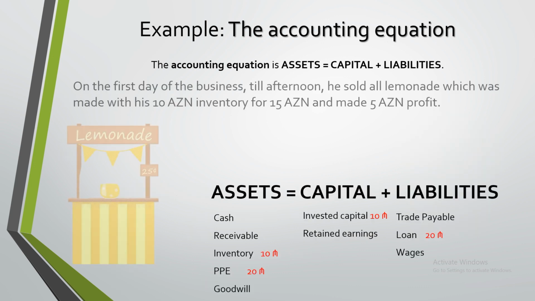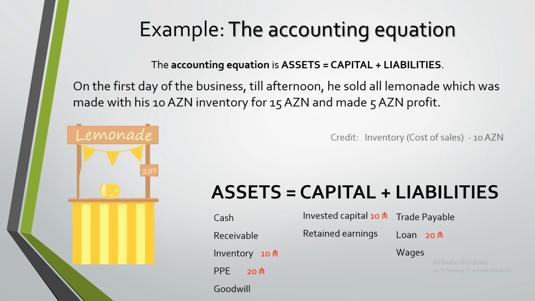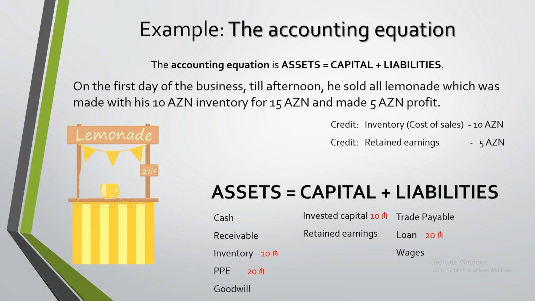On the first day of the business, by afternoon, he sold all the lemonade which was made with his 10 ATM inventory for 15 ATM and made a 5 ATM profit. The transaction will be: credit inventory 10 ATM, credit retained earnings 5 and debit cash 15. After the change, our accounting equation will be 35 equals 35.